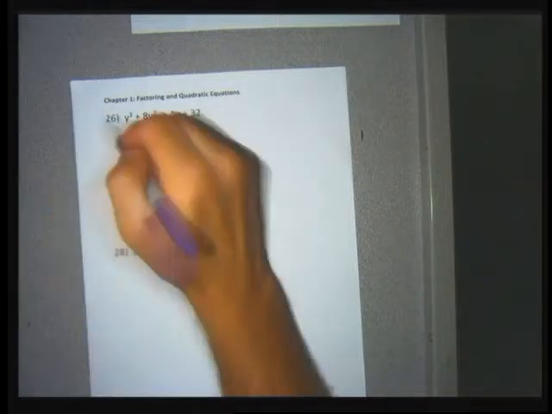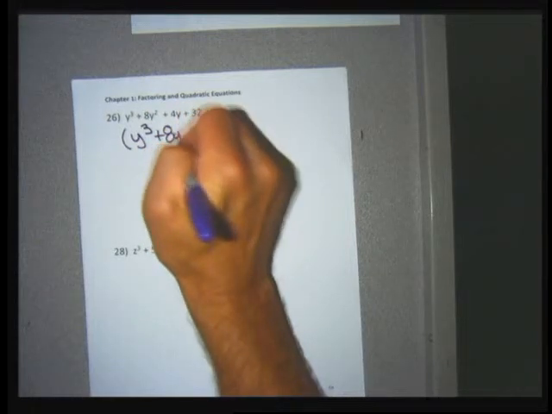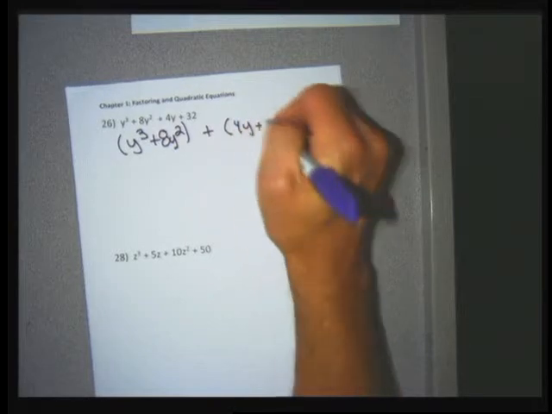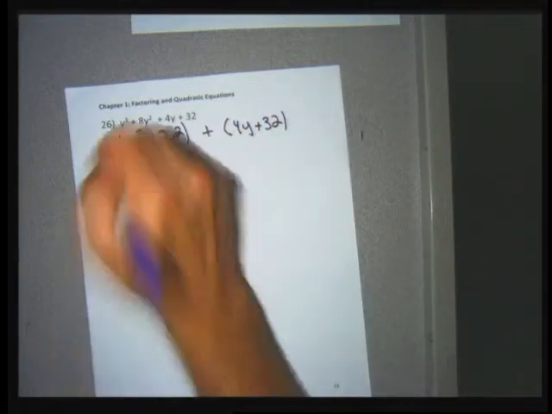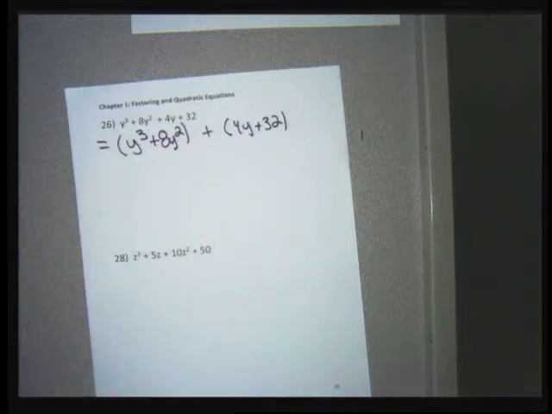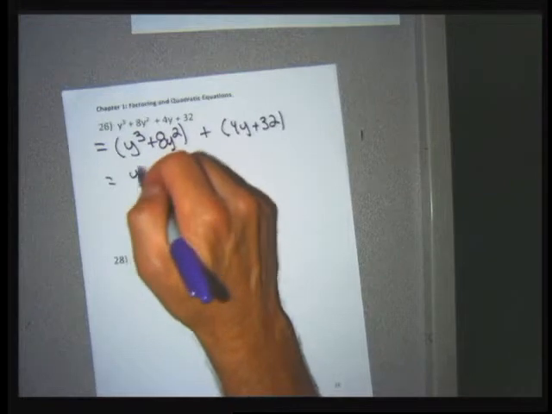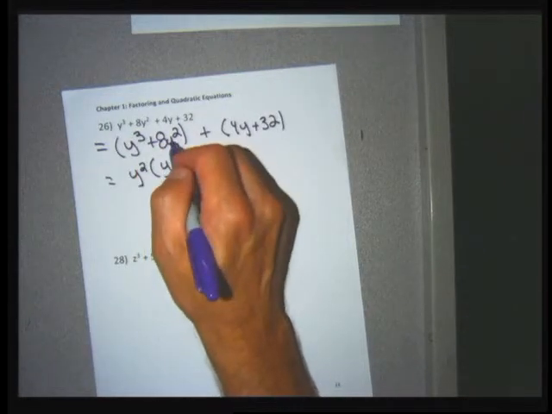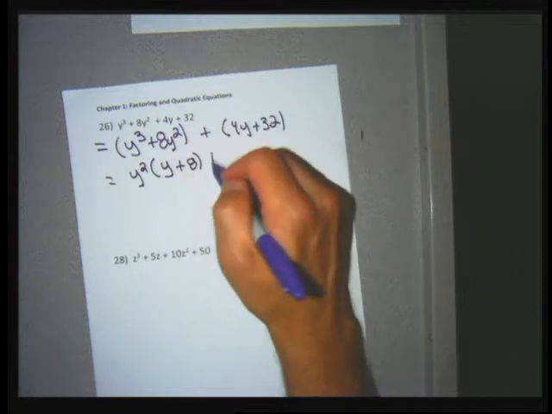So for 26, I'm going to go y cubed plus 8y squared plus 4y plus 32. So I made my two parentheses. Could and should put an equal sign because that equals the line above it. And first one, I'm going to factor out a y squared. When I take 2 y's away from 3 y's, I'm left with 1 y. When I take 2 y's away from 8y squared, the y's are gone, but I still have the plus 8. Bring down my plus sign.